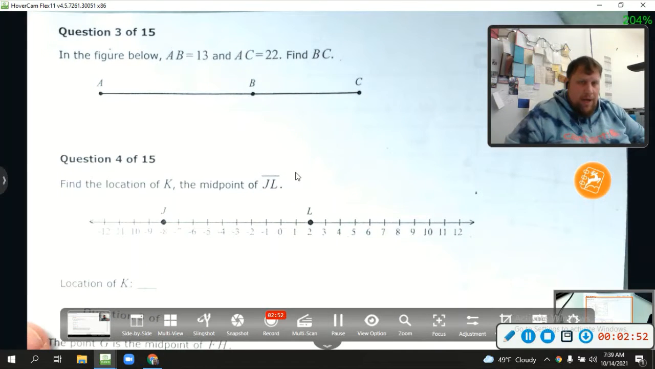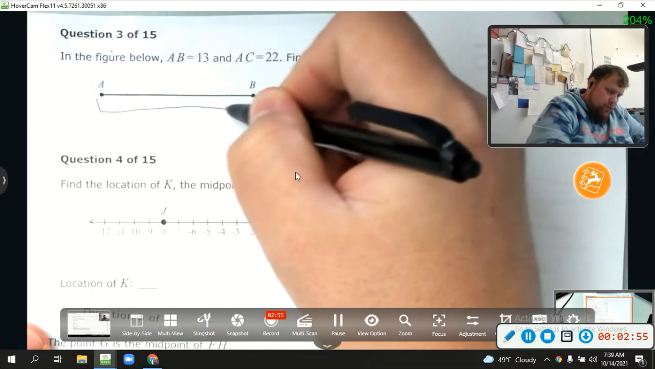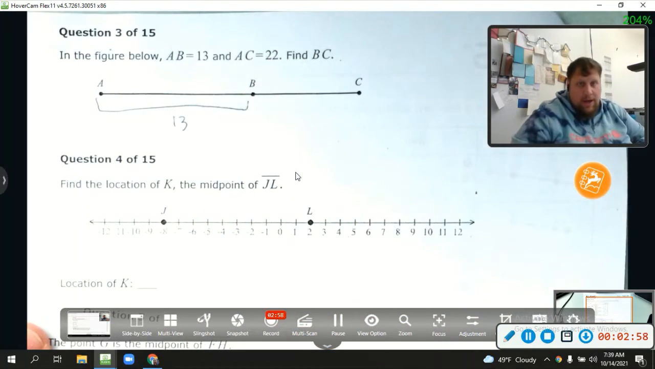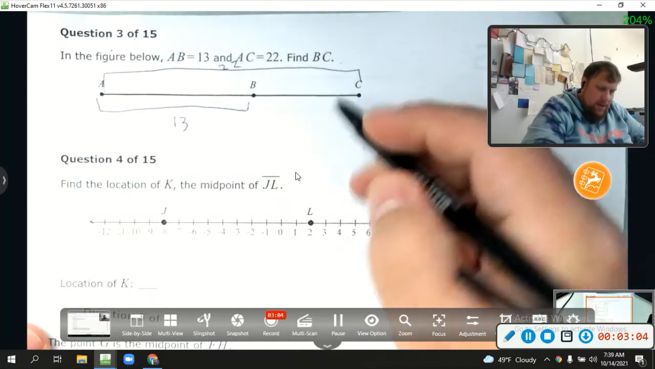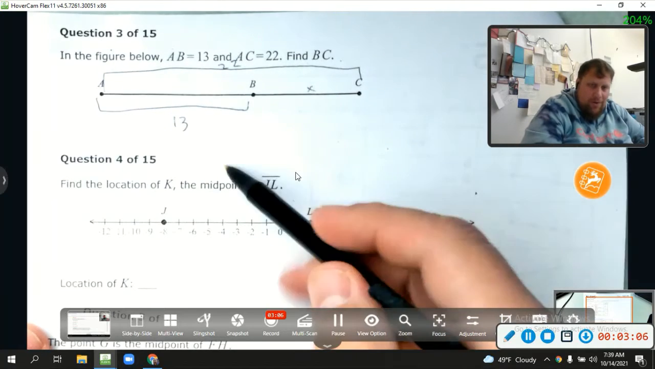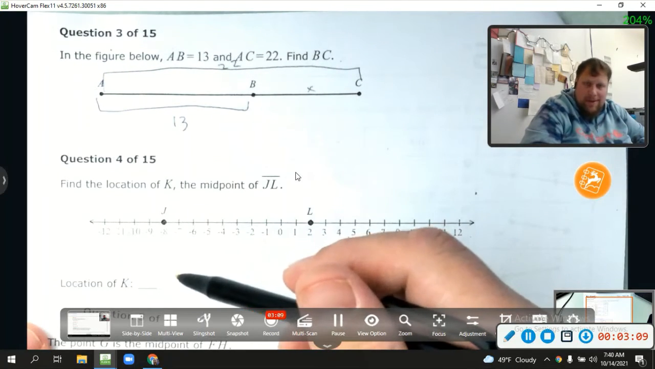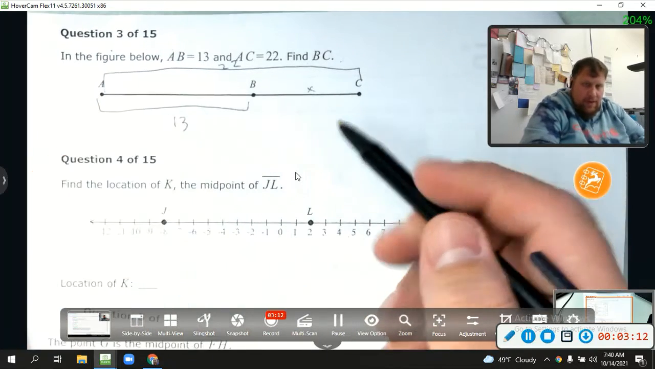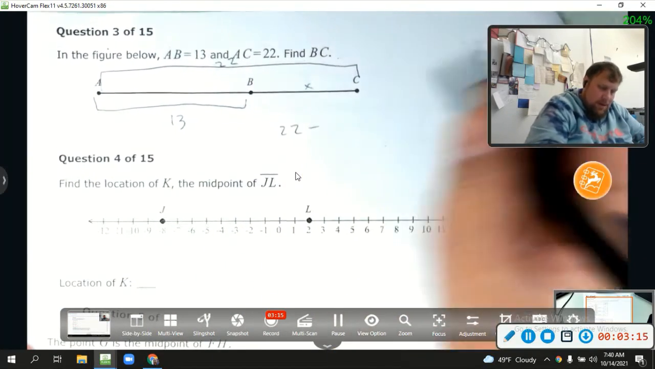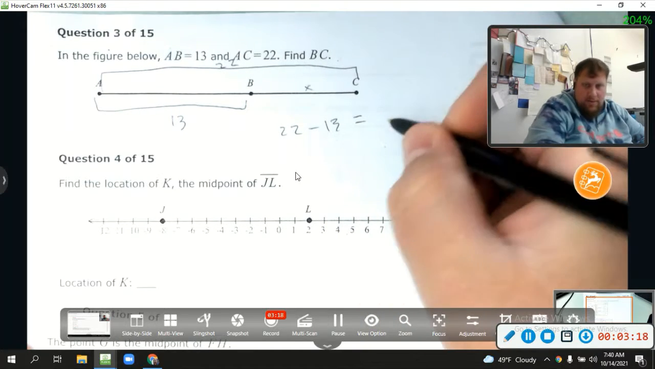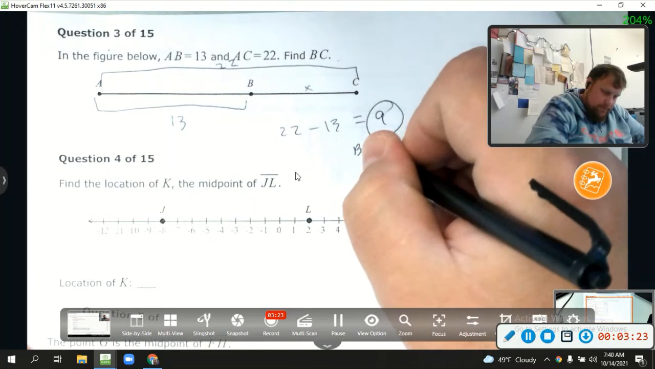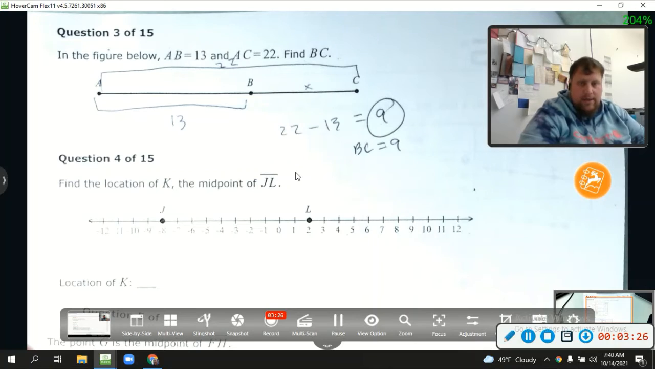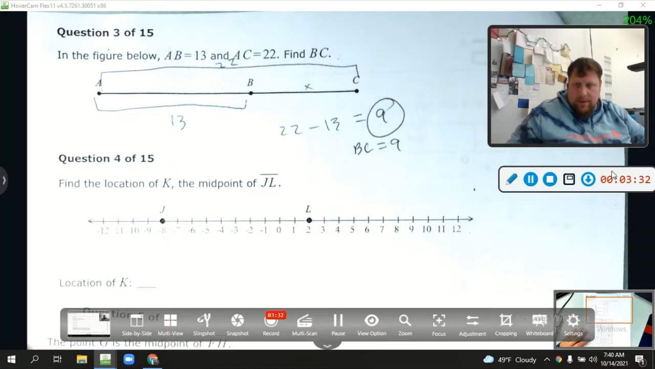Okay, in the figure below, AB is 13. Let's label this as we go. 13. And AC is 22. I bet it wants me to find BC. If I want to know this part of the whole, just take the big and subtract the little piece. Once we take away this much of it, we're left with X. So we're just going to do 22 minus 13 equals what? 9. That's it. BC is 9. Awesome.